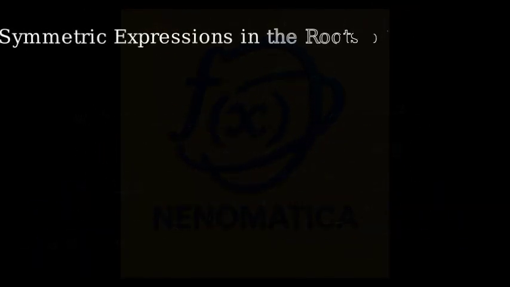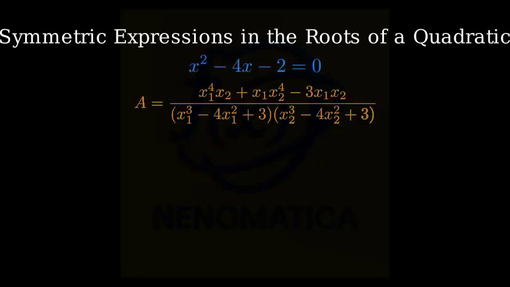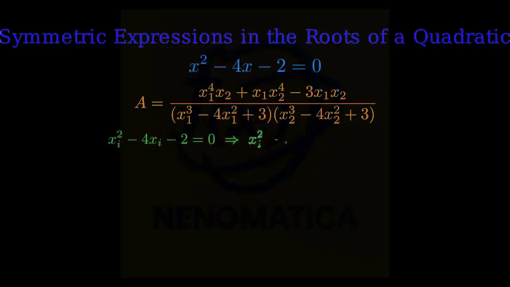In this lesson, we will evaluate a symmetric expression in the roots of a quadratic. The roots x1 and x2 satisfy the equation x squared minus 4x minus 2 equals 0. We will compute a complicated ratio built from powers of the roots, step by step. Here is the problem. Since x1 and x2 are roots, each one satisfies the quadratic. Move the constant term to the other side to get x sub i squared minus 4x sub i equals 2, for i equals 1 and 2. This lets us simplify each cubic expression in the denominator.